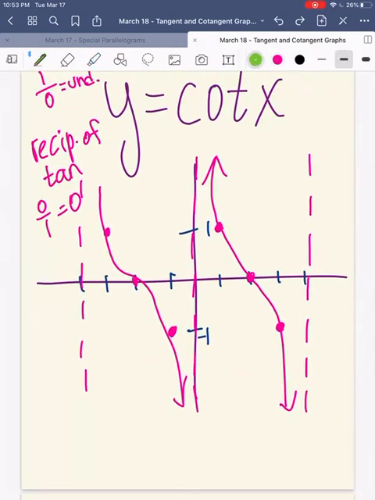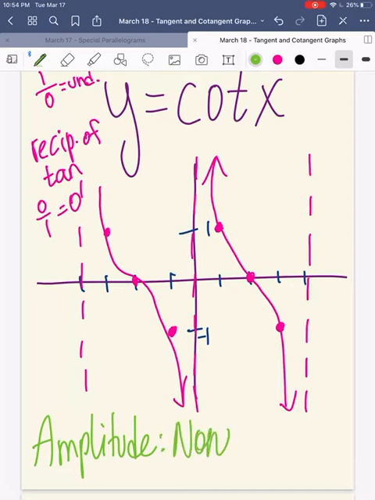And so now we can write the amplitude and all that stuff. So the amplitude here is also still none because they go down and up forever. There's no way to put a height on that. And your period is going to be the same as cotangent, so it's pi over b. So pi divided by 4, divided by 2 times the first one by 3.